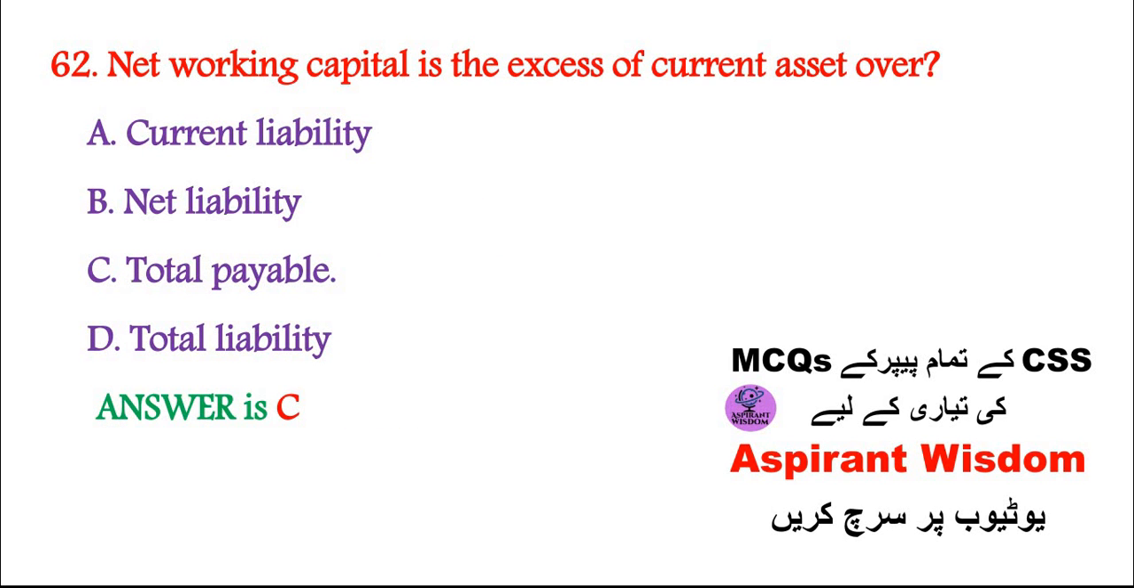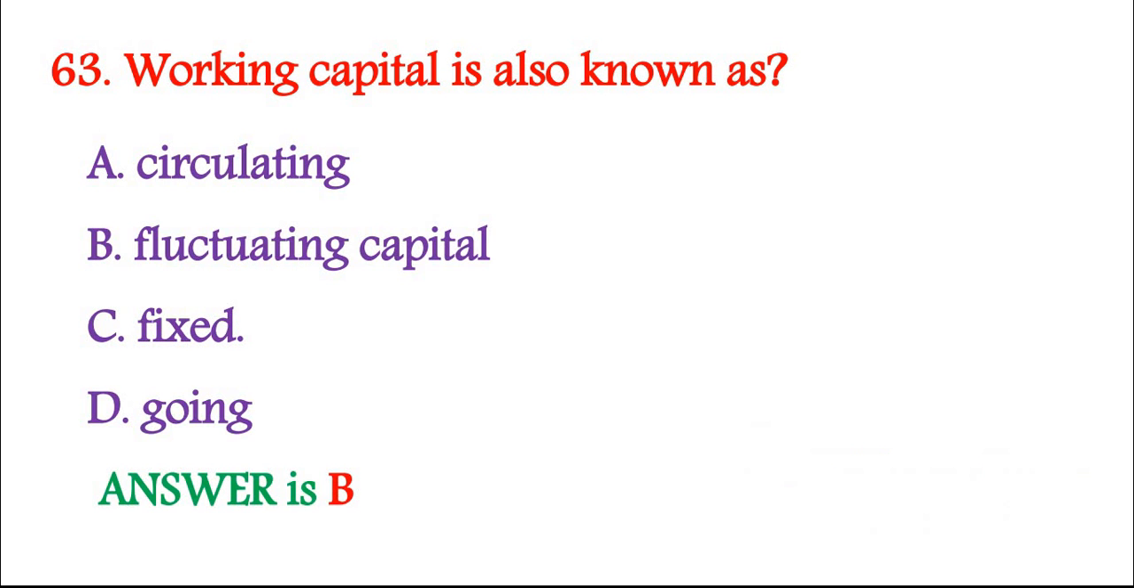62. Net working capital is the excess of current asset over A. Current liability, B. Net liability, C. Total payable, D. Total liability. Answer is C. 63. Working capital is also known as A. Circulating, B. Fluctuating capital, C. Fixed, D. Going. Answer is B.